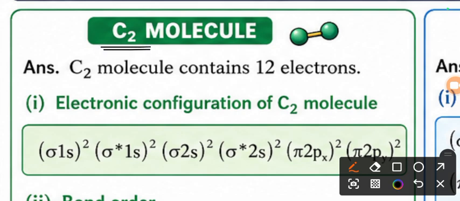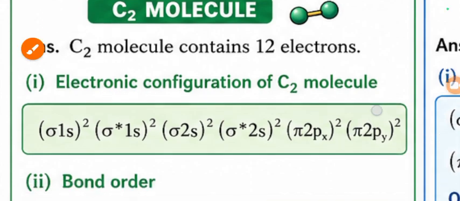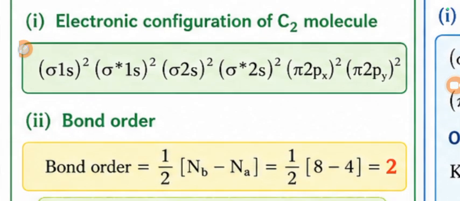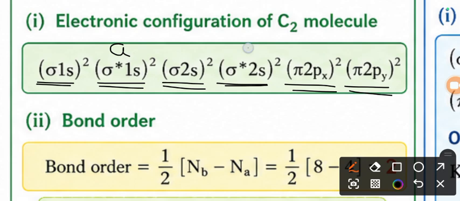Carbon molecule. Each carbon atom contains 6 electrons because the atomic number of carbon is 6. So the carbon molecule contains 12 electrons. Now we will arrange those electrons in the electronic configuration of carbon molecule. The electronic configuration is sigma 1s2, sigma star 1s2, sigma 2s2, sigma star 2s2, pi 2px2, pi 2py2. Wherever there is a star, that is an anti-bonding molecular orbital, and wherever there is no star, that is a bonding molecular orbital.